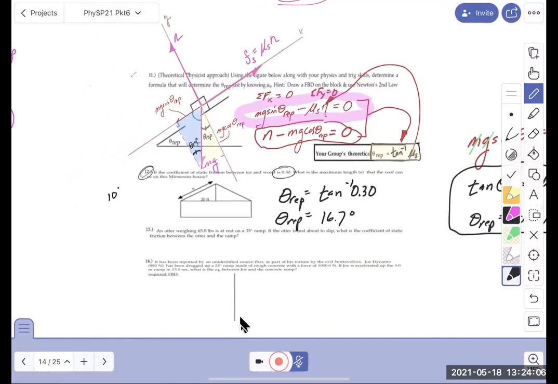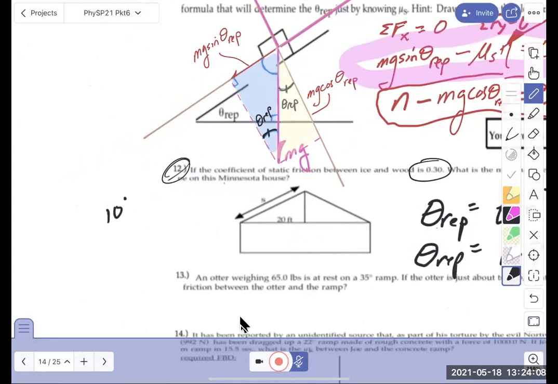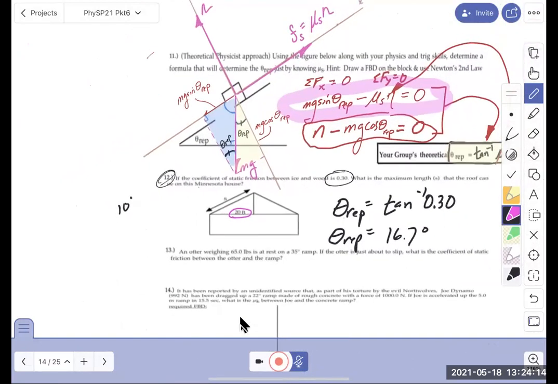But that doesn't answer the question. The question is, okay, if this is 20 feet, and now we know the angle needs to be at least 16.7 as a minimum. Anything above that, I'd probably go, there's that safety factor. I'd probably go like 18 degrees, but minimum 16.7 degrees to get you out of a lawsuit.